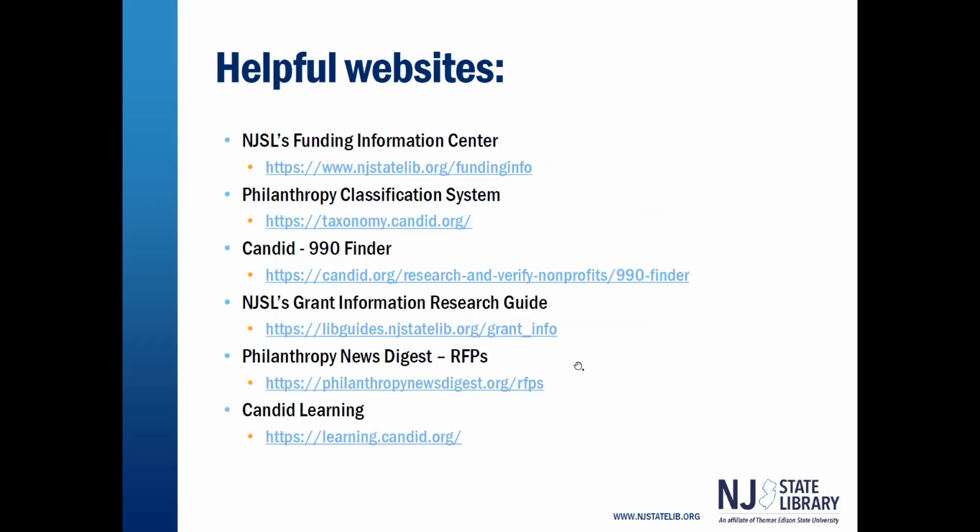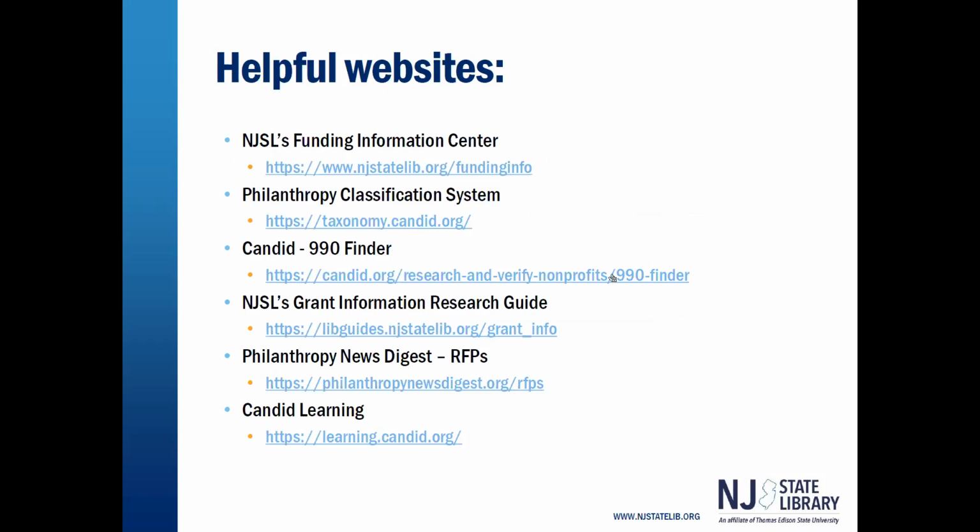Some other helpful websites that I do want to point out to you: we've talked about our Funding Information Center page. All these are going to be linked in your slides in the handout that is in the chat. Philanthropy classification systems, that's where those definitions for the search terms used in the database are. So that link is there for you. As I mentioned, the 990 tax forms is where a lot of that data is coming from.